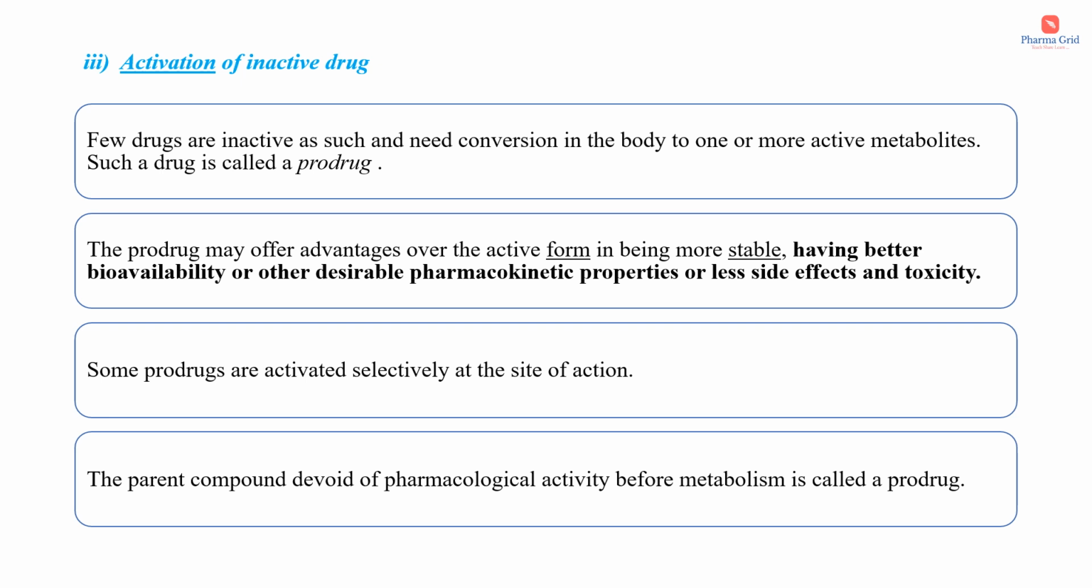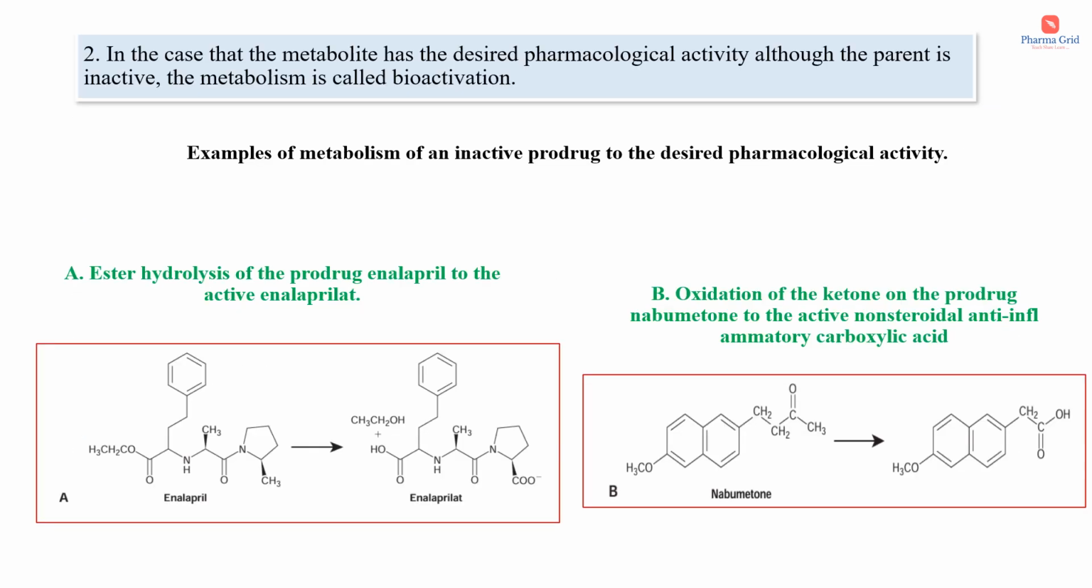A prodrug has a lot of advantages over the active form, which include more stability, better bioavailability, fewer side effects and less toxicity. In the case that the metabolite has the desired pharmacological activity although the parent is inactive, the metabolism is called bioactivation. Here you can see examples of metabolism of an inactive prodrug to the desired pharmacological activity.